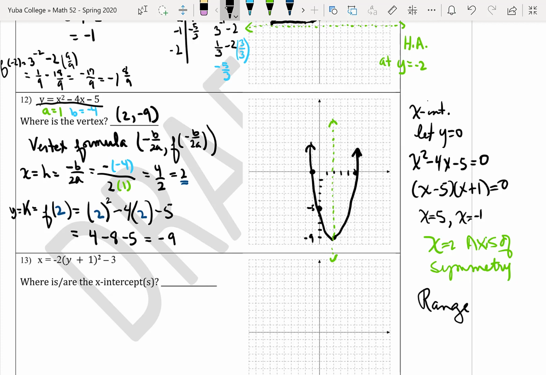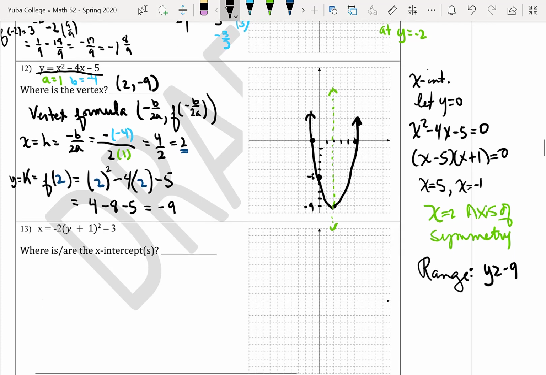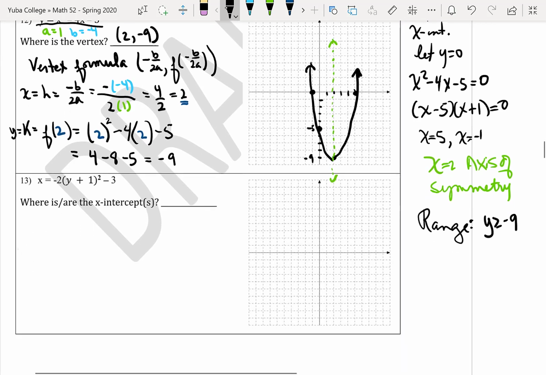So I'm not going to go over number 13 because this is a sideways parabola, and this is something that we covered in the past in this course, but did not cover this semester and is not in our curriculum anymore.